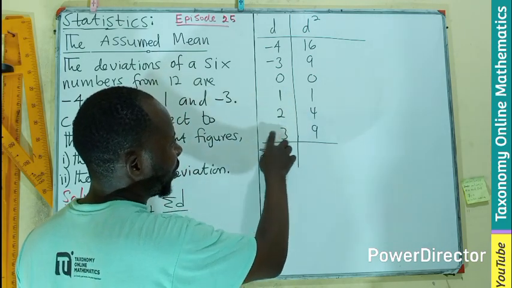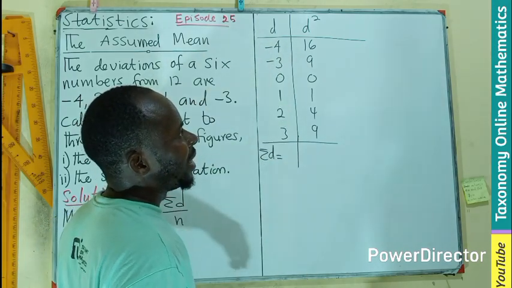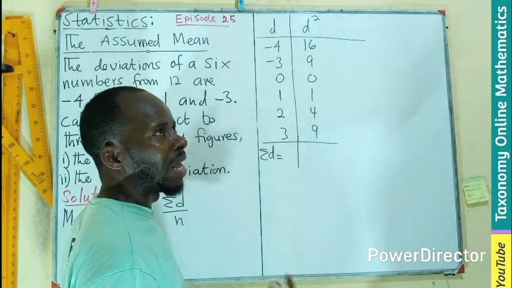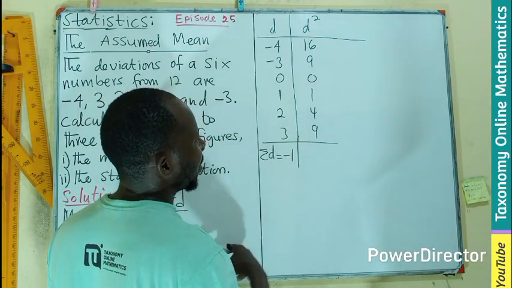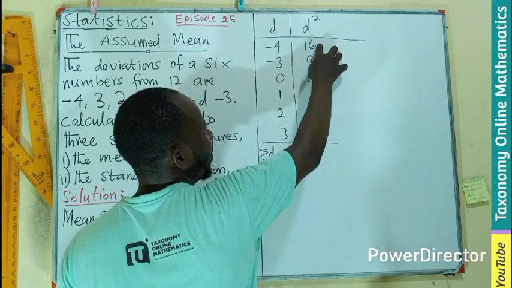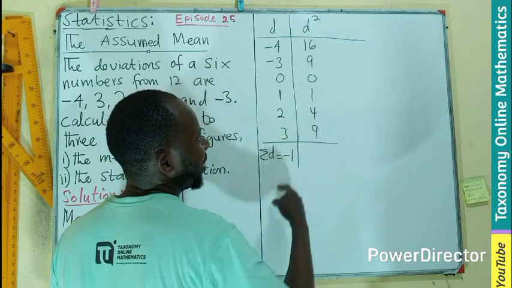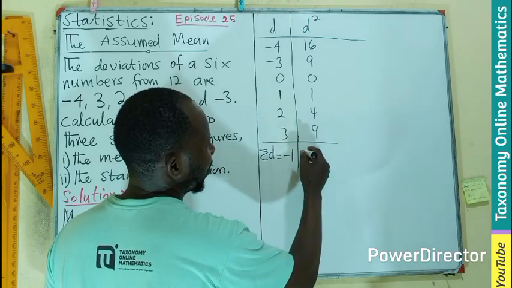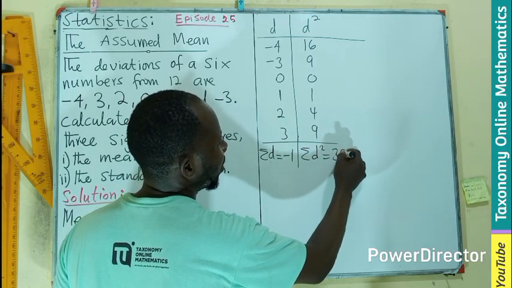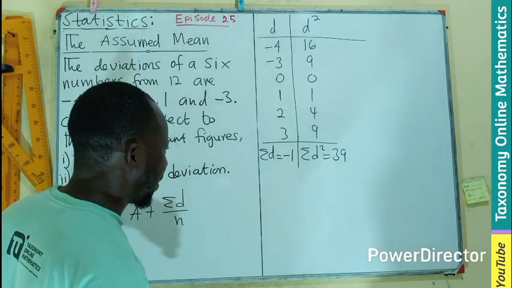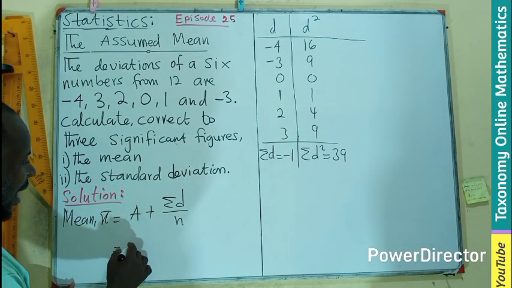Remember, the positive ones will be giving you 6. The negative ones will be giving you -7. So -7 plus 6 will give you -1. Then in the case of d square, 20 plus 19 gives 39. So sigma d square will become 39. All right. So if that is true, coming back to this place, our mean will be A.